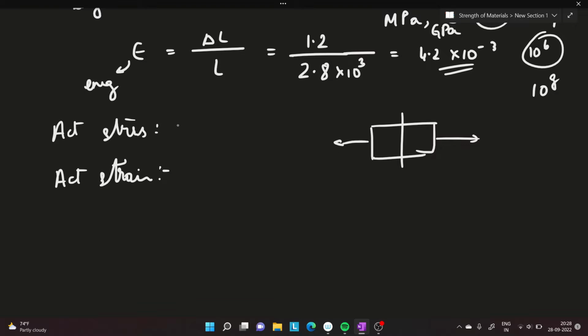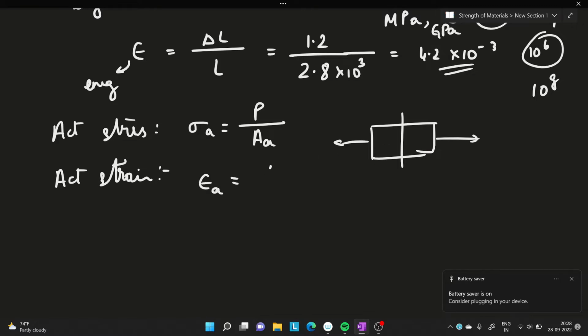If we take into account that change in the area, we call the stress at a particular point of time the actual stress. The actual stress is the load applied divided by the actual area at that instant of time. Similarly, the actual strain, epsilon a, is the change of length divided by the length at that particular instant of time.